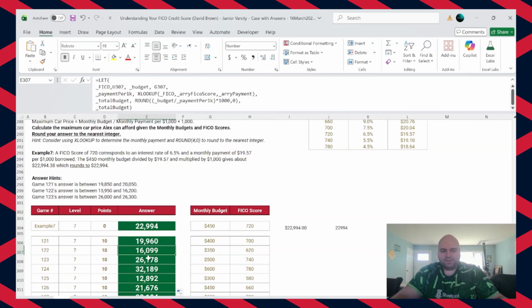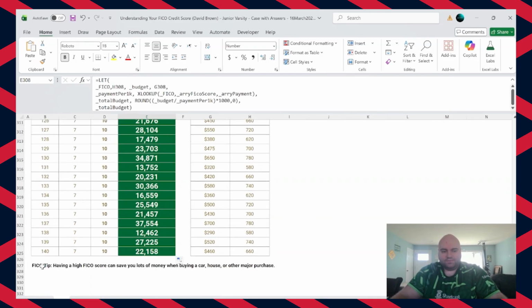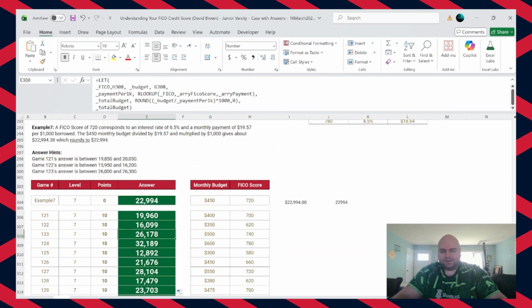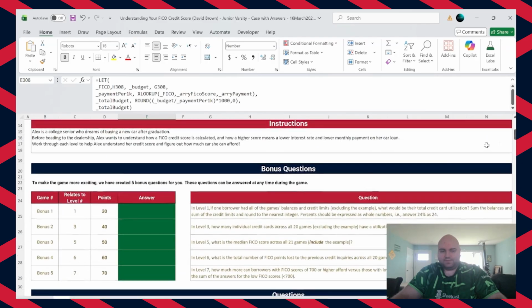16,099 is between those, and 26,178 is between that as well. Perfect. So, having a high FICO score can save you lots of money when buying a car, house, or other major purchase. All right, so those are the levels complete. Let's head over to the bonus problems.